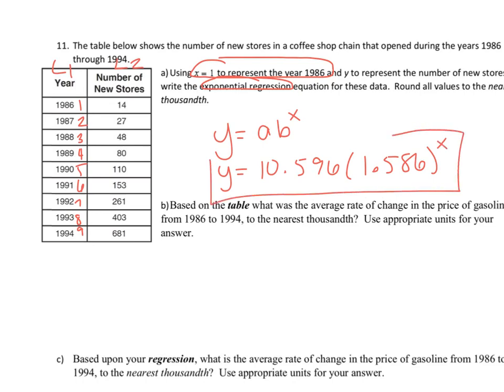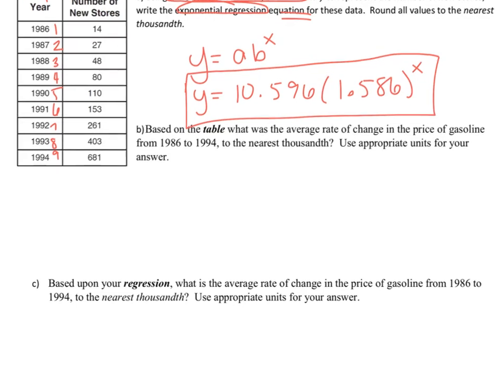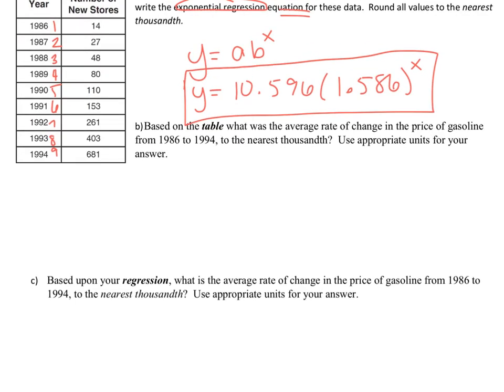Also, please remember to make sure it's y equals. If there is no y equals, then it isn't an equation. Remember, they're asking for an equation, not an expression, so you need the equals. Now it says based on the table, so we're looking at the table for part B. What is the average rate of change in the number of stores from 1986 to 1994? Round to the nearest thousandth and use appropriate units for your answer.